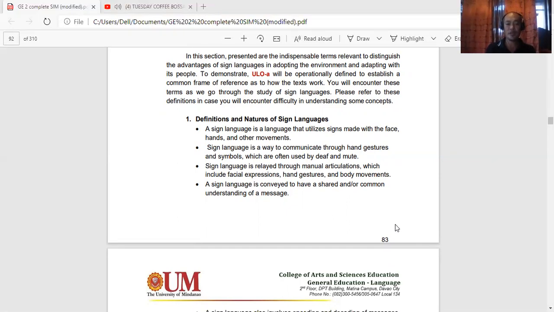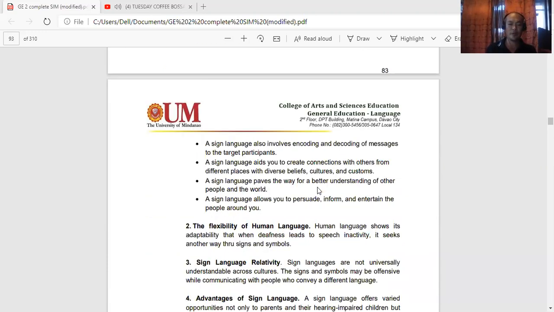Sign language is relayed through manual articulations, which include facial expressions, hand gestures, and body movements. So a sign language is conveyed to have a shared and/or common understanding of the message. So these are all the definitions and natures of sign languages. It cannot be called a language unless we agreed as to the meaning of those words.